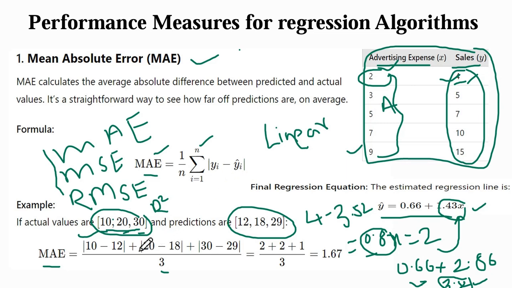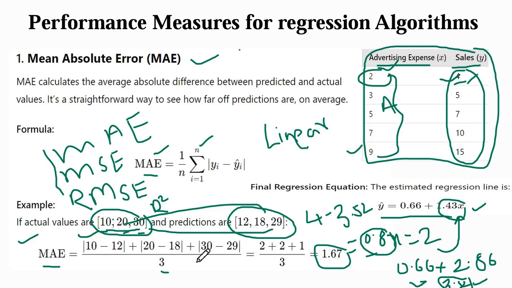If the actual value of that model is 10, the predicted value is 12. So (10 minus 12) plus (20 minus 18) plus (30 minus 29), divided by the number of observations, 3. That is 2 plus 2 plus 1 by 3. We are getting 1.67. So 1.67 is the mean absolute error for the given actual values.